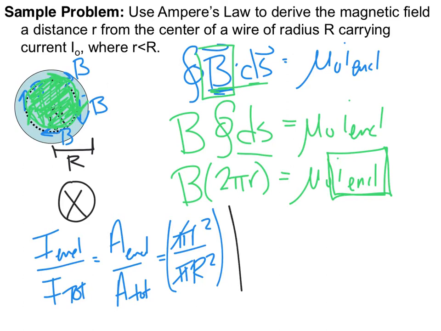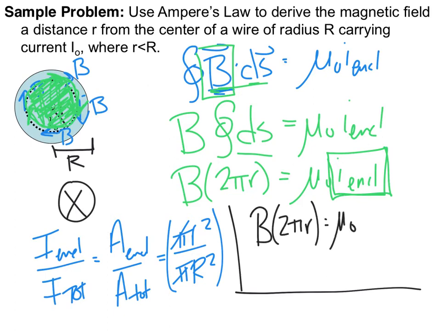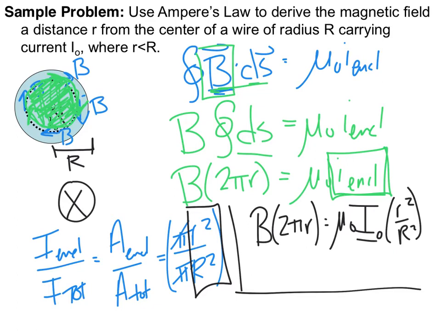Let's go to our next line here. B times 2 pi r equals mu naught times the total current, I0, times little r squared over big R squared, because that's my ratio here. That's the fraction of the initial or total current that I have enclosed. So notice our equation for our magnetic field is equal to mu naught times our total current times r, all divided by 2 pi times the radius of the wire squared.